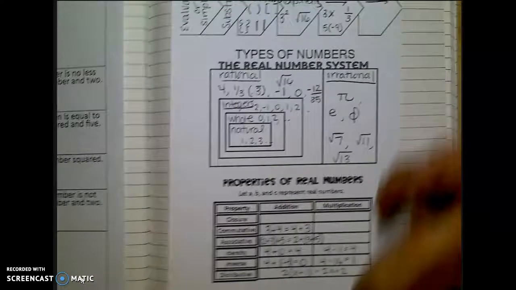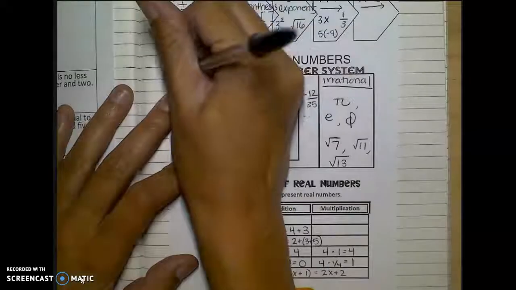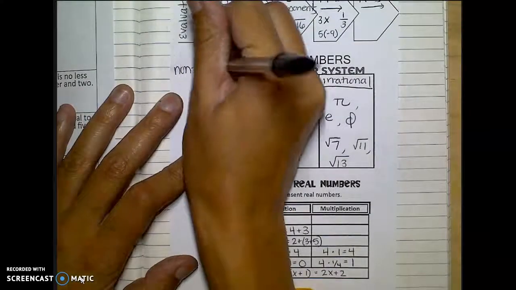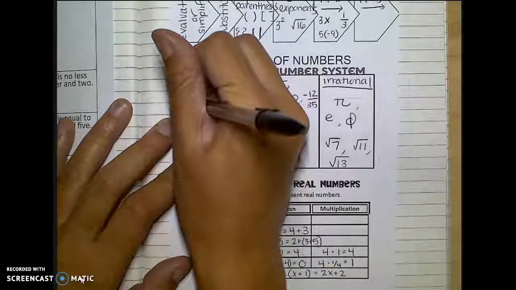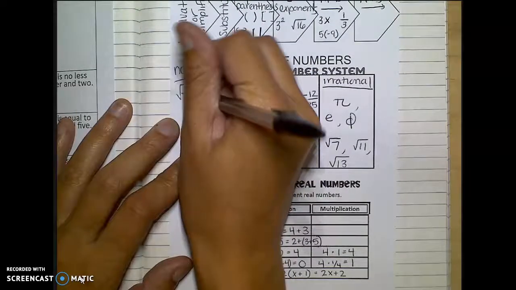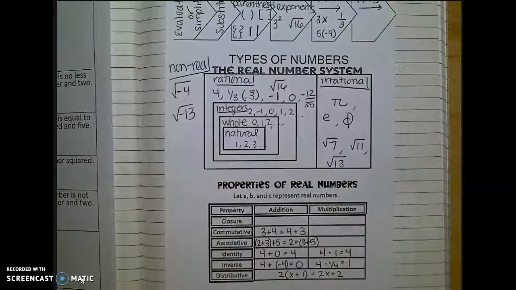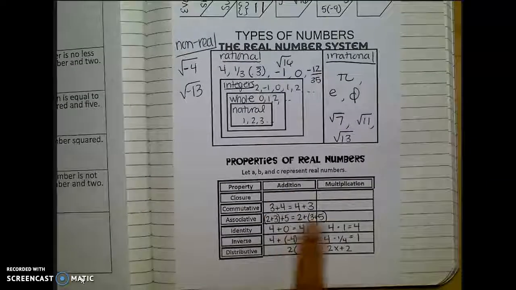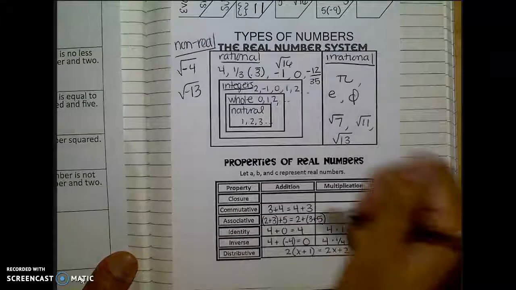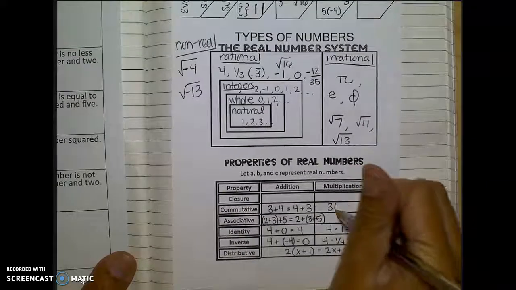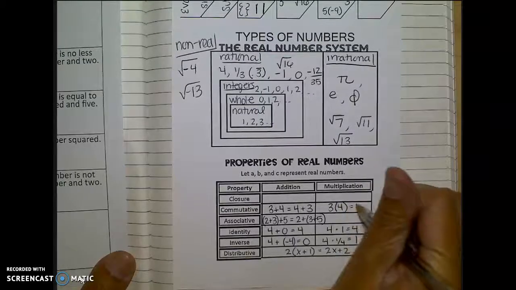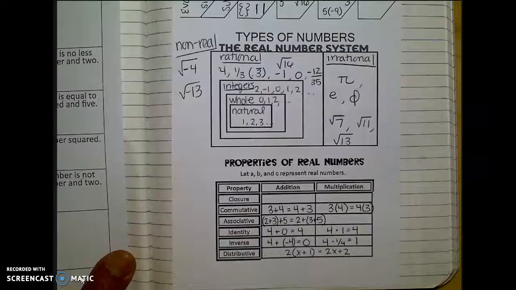We did talk about, hopefully, non-real numbers. Non-real numbers are something like the square root of negative 4 or the square root of negative 13, because I can't take the square roots of negative numbers. Down here with the properties of real numbers, as long as you understand that the multiplication commutative property works the same way, it's just multiplication instead of addition, you should be all good.